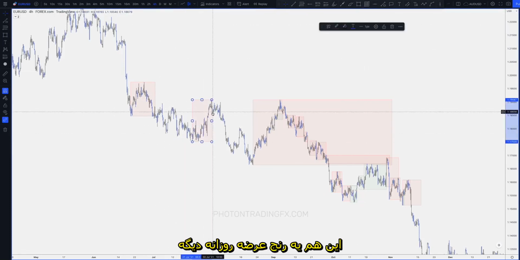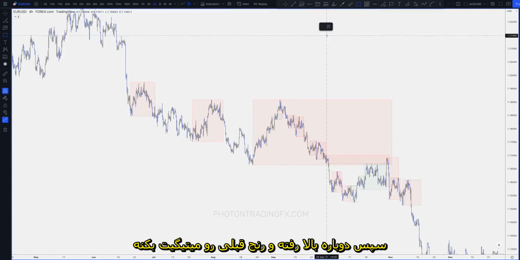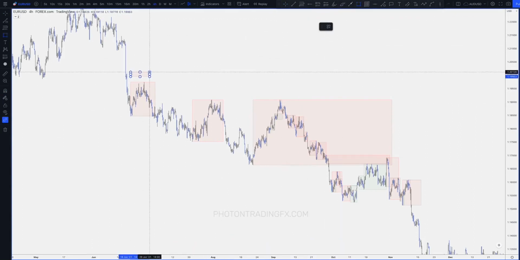Right, and then you get the next daily supply range. Mitigates the prior range, push down. Pulls back to mitigate the prior range, pushes down, right? And then pulls back up to mitigate the prior range, right? You can see this.